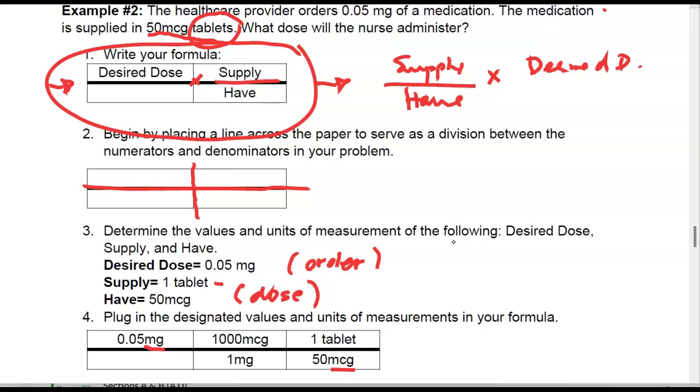So what's your conversion? 1 milligram is equal to 1,000 micrograms. So based on what we have here, the milligram goes to the bottom so it can cancel out, and then the 1,000 micrograms goes to the top so that it will cancel this one out. So this is where we convert from one unit to the other. Sorry, it's hard to read.